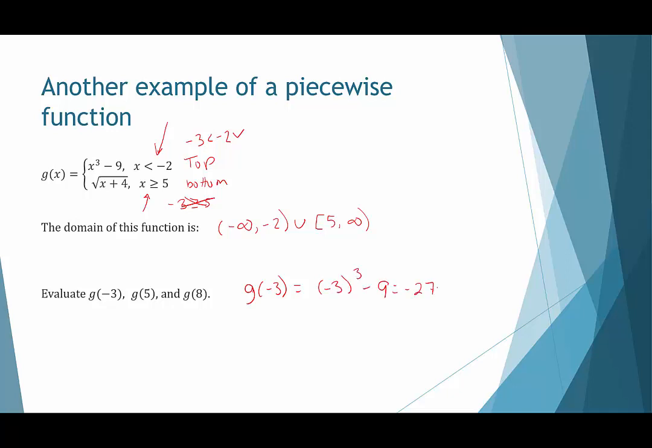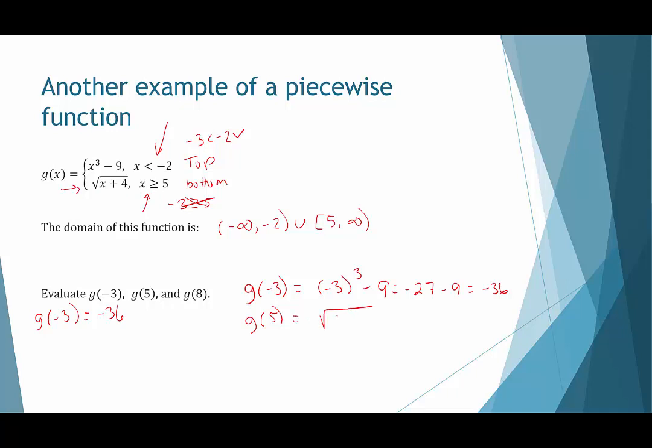That's -27 minus 9, which is -36. So we would say g of -3 is -36. Next up, we have g of 5. So we have to decide, where does 5 belong? 5 belongs in the bottom piece, right? Because 5 is greater than or equal to 5.